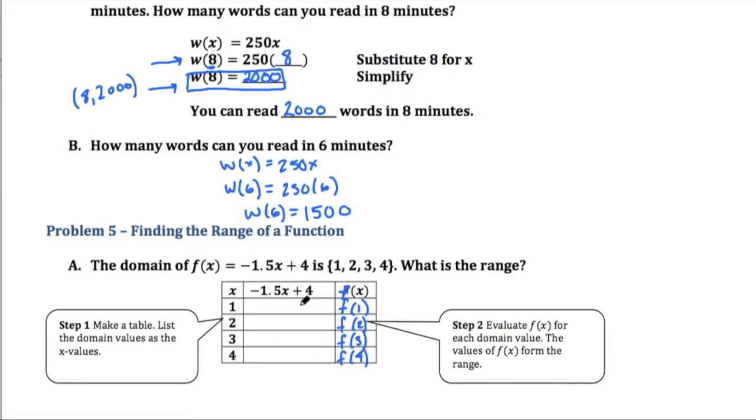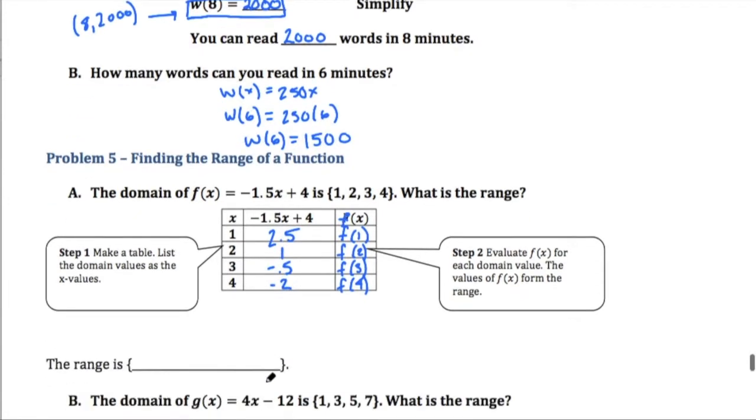So if we plug in 1, we get negative 1.5 plus 4 is 2.5. And if we plug in 2, we get negative 3 plus 4 is 1. If we plug in 3, we get negative 4.5 plus 4 is negative 0.5. And if we plug in 4, we get negative 6 plus 4 is negative 2. So we would say that the range for this function is, and we'll put these in order now, negative 2, negative 0.5, 1, and 2.5. Great.